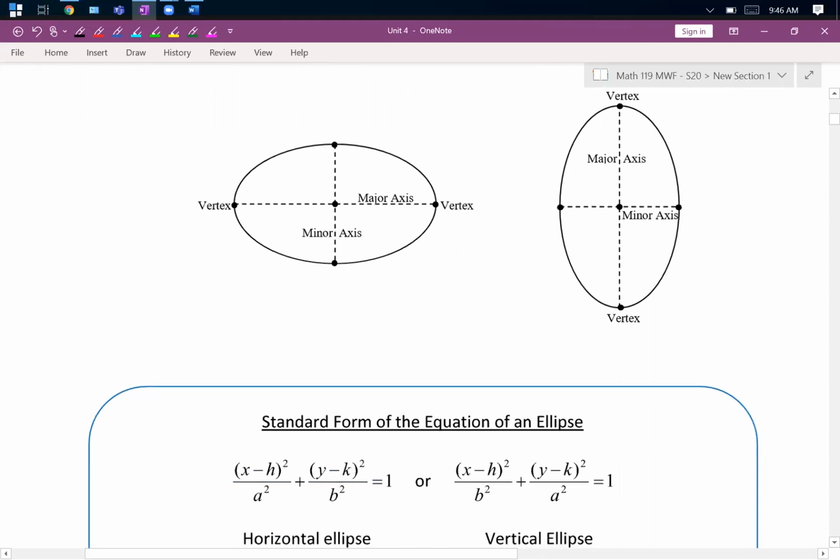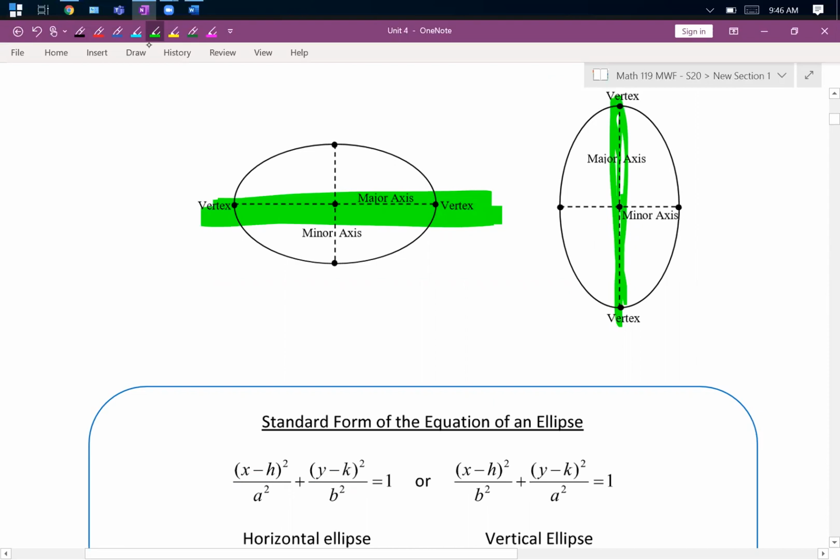All right, so you have this ellipse. Whichever way it's long, that's your major axis. And whichever way it is short, that is your minor axis. Your foci always lie on your major axis as well as your vertices.